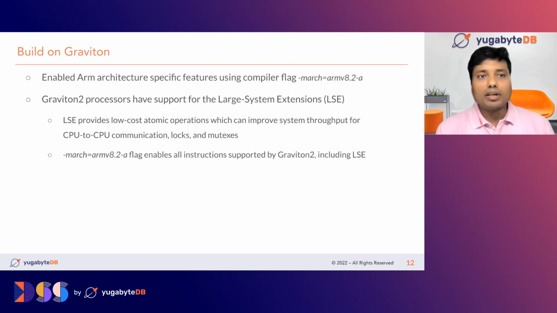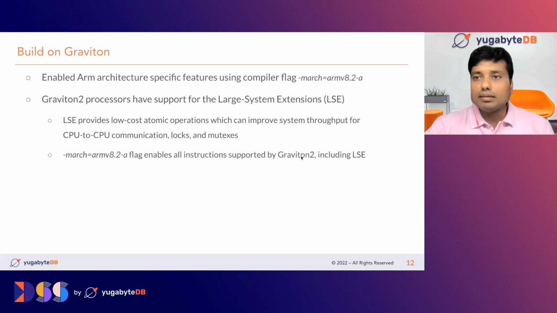For building on Graviton and for enabling the ARM architecture-specific features with our GCC compiler, we just had to use a flag, which was armv8.2-a. This basically enables all the ARM features. Graviton 2 processors have support for large system extensions, which are low-cost atomic operations that improve system throughput. So just with the flag armv8.2, the large system extensions are also enabled, and the builds can take benefit of those things.